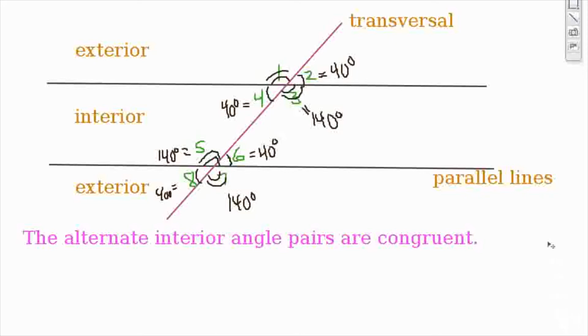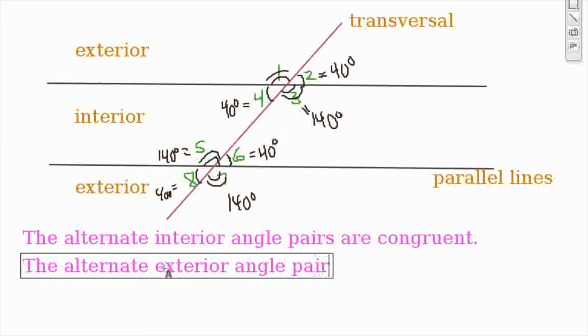All right, let's start with 1 and 7. 1 and 7 are on alternate sides of the transversal, but they're in the exterior region, aren't they? Okay, those are congruent, so we'll say that the alternate exterior angle pairs are congruent.